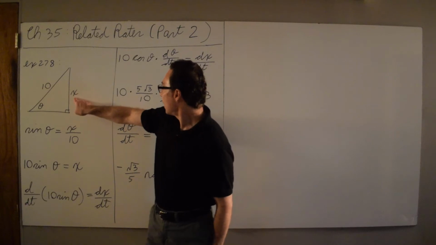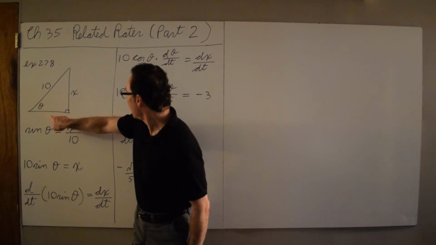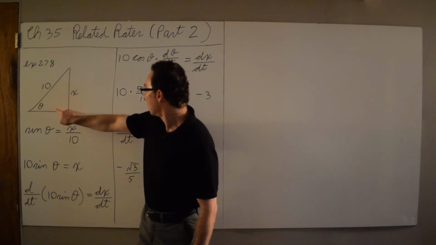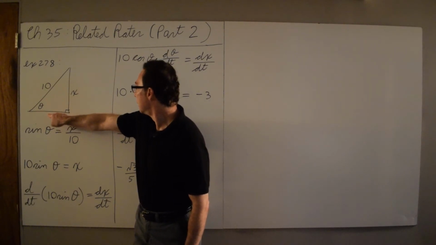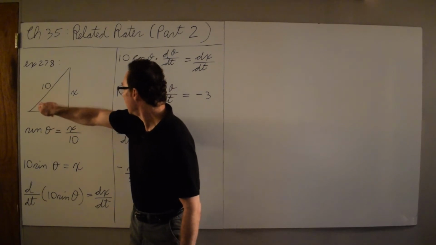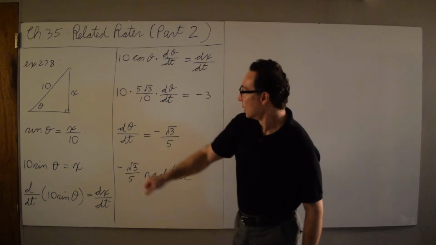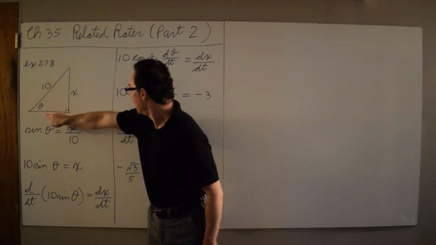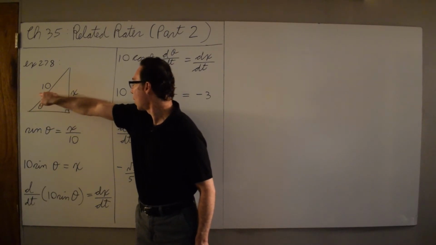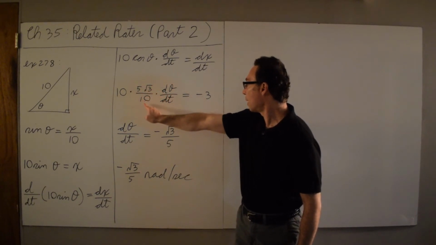So, if x is 5, what do we have? We have a 1, square root of 3, 2 right triangle. So we have 5, 5 square root of 3, and then 10. So that is our 1, square root of 3, 2 right triangle, with our scalar being 5. So the length of this side is 5 square root of 3. Cosine of theta is adjacent over hypotenuse. So cosine of theta is 5 square root of 3 divided by 10.